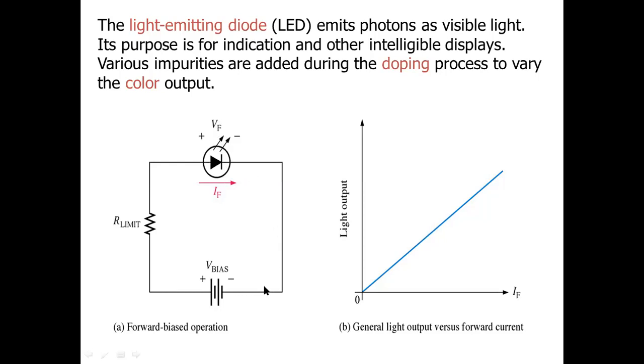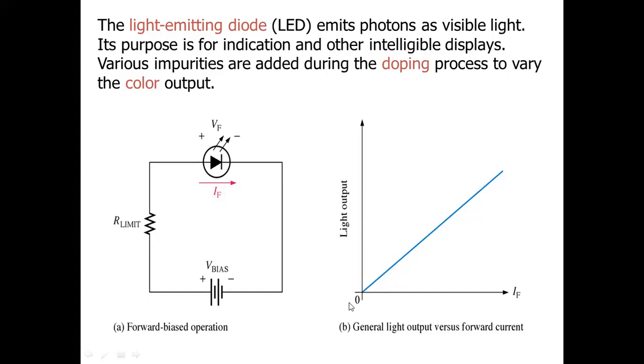So based on this operation, IF is nothing but the forward current. If the IF is increasing, the light also has to increase here. For that reason we are using R limit here. As the resistance decreases, IF will increase. Yes, sir. If the resistance decreases, then IF will increase.